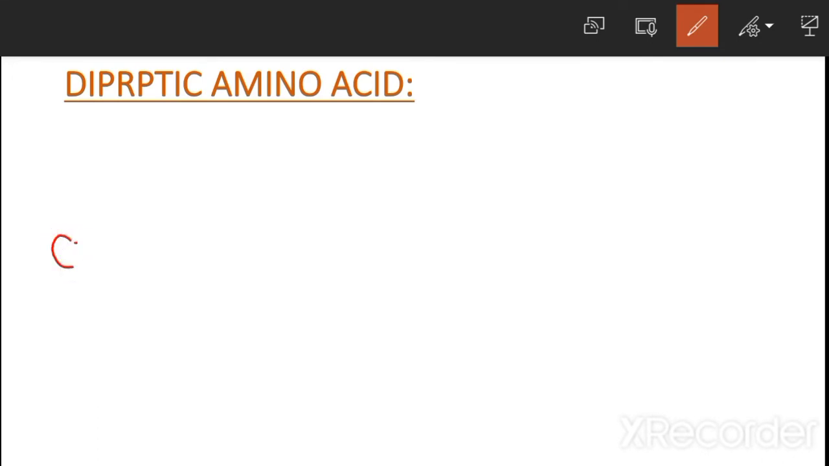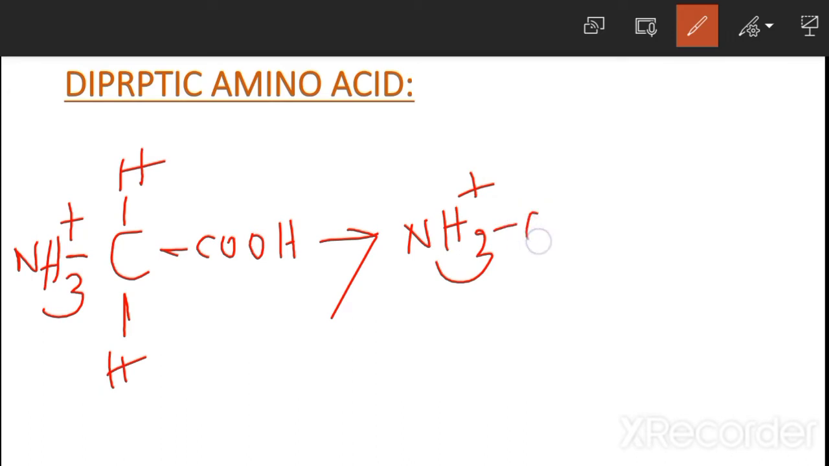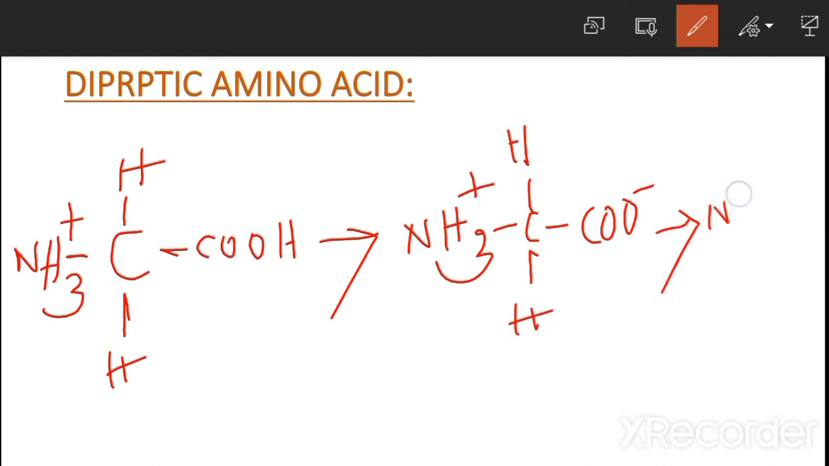Here COOH, here NH3 plus, this is H and this is H. Here NH3 plus, this is COO minus, this is H and H, and in that case NH2, C, C double bond O minus, H H.